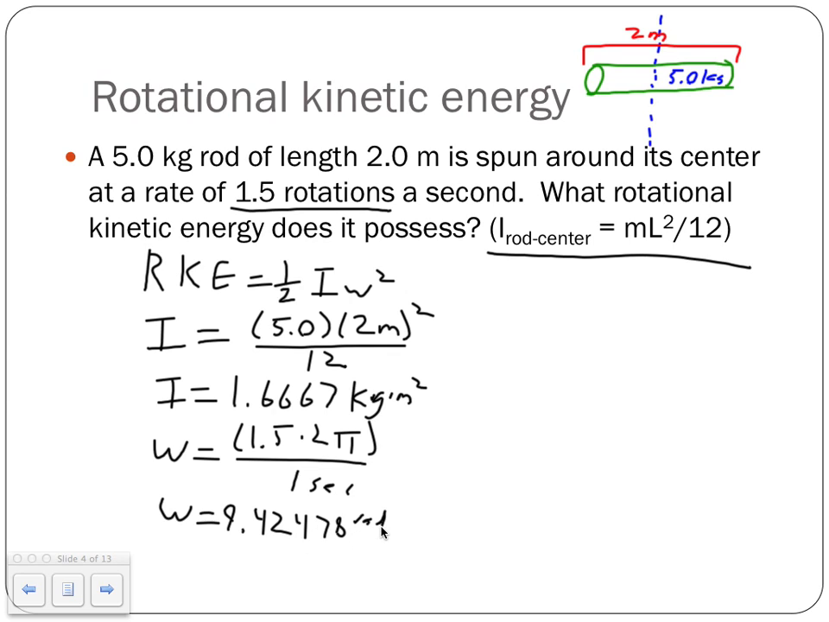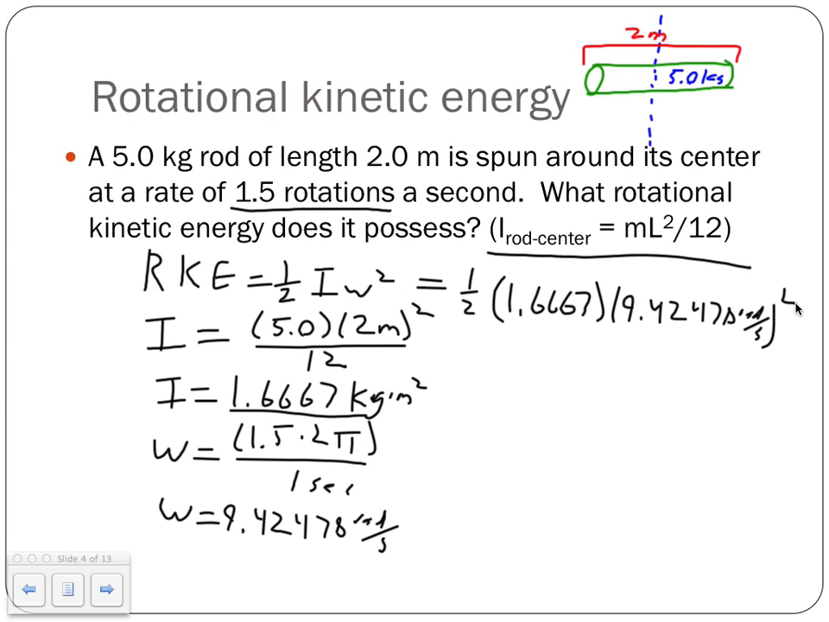radians per second. Now all we have to do is plug it into our rotational kinetic energy equation. So we'll continue that over here: 1/2 times the moment of inertia, which we found to be 1.6667, times the angular velocity, 9.42478 radians per second.